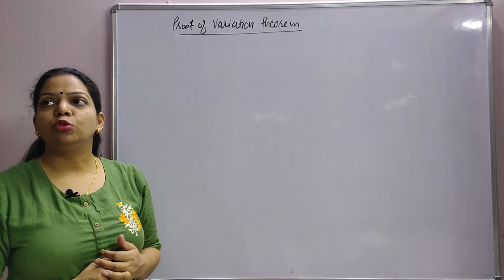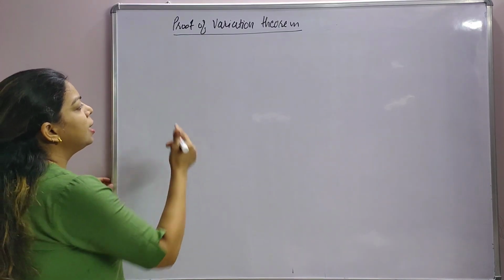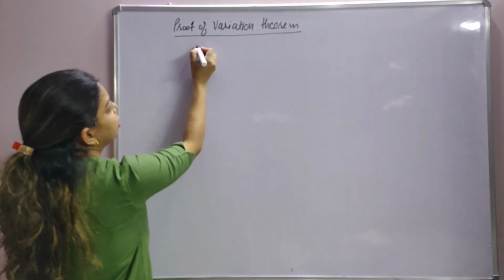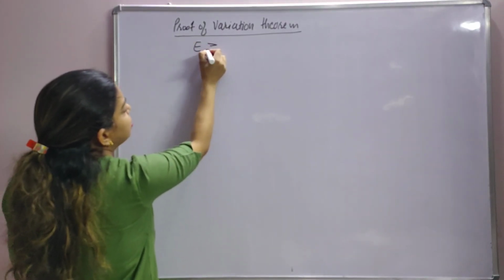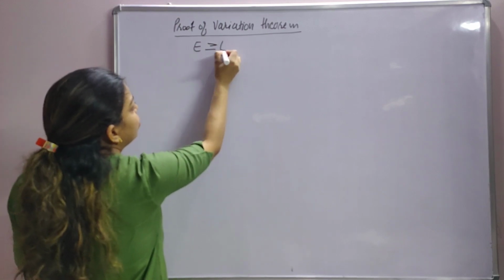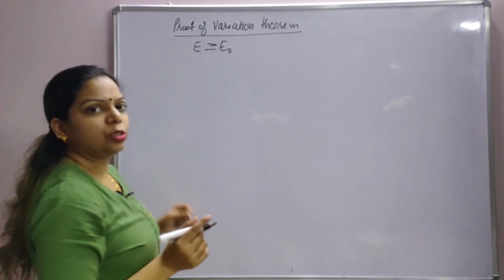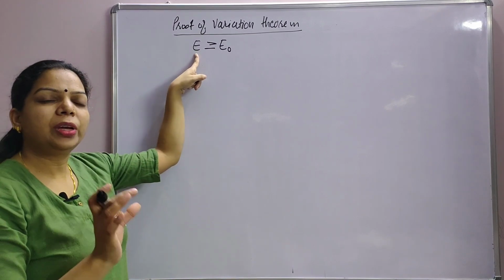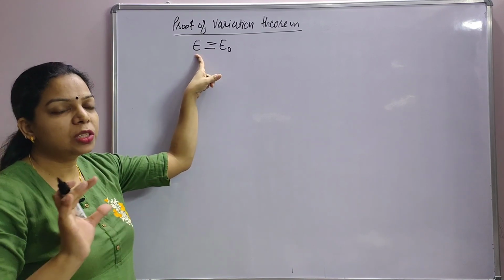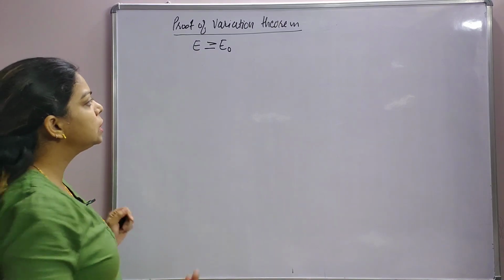So let's see how to prove the variational theorem. As we said, in the variational theorem the energy of the system will always be greater than or equal to the minimum energy of the system. This energy is from the wave function we have assumed, which was well behaved. So how to prove this?